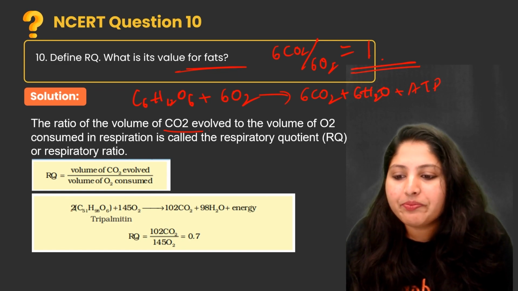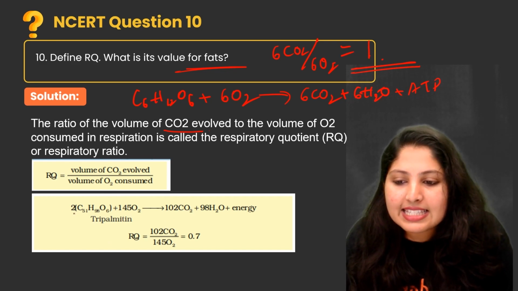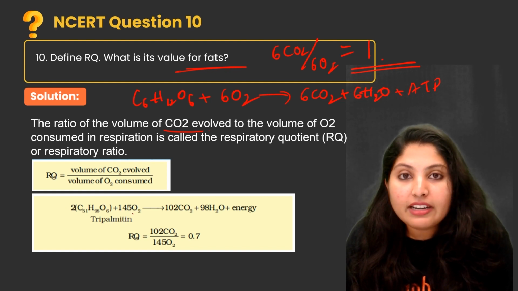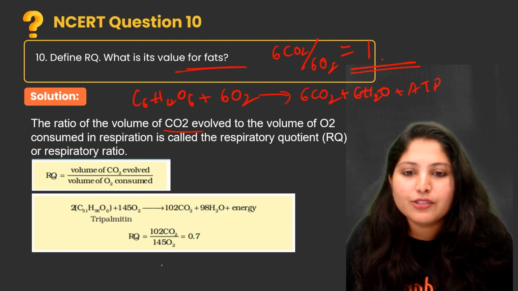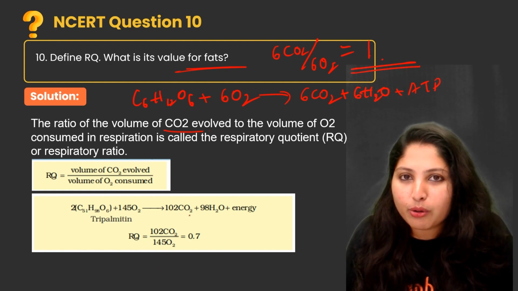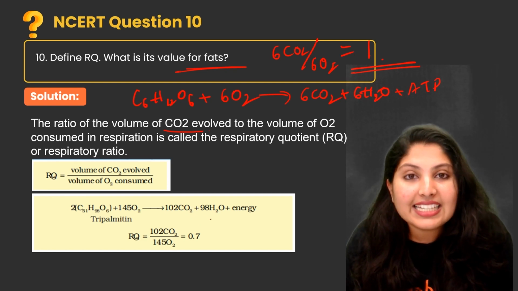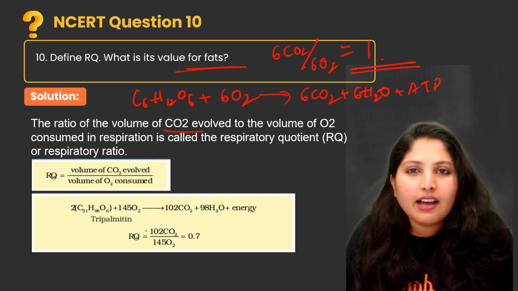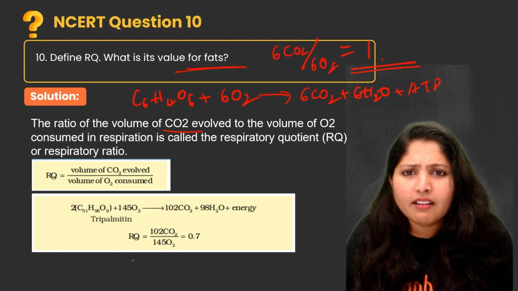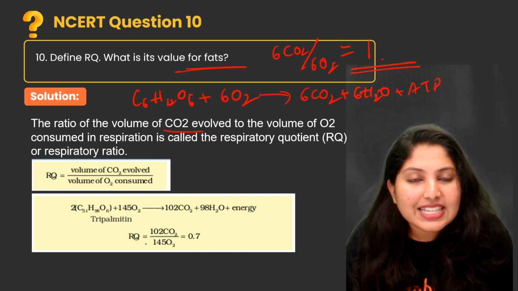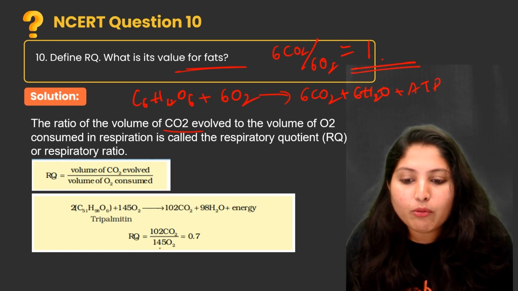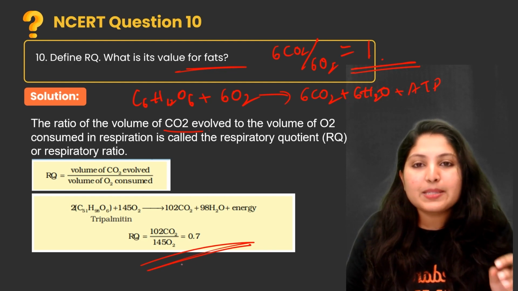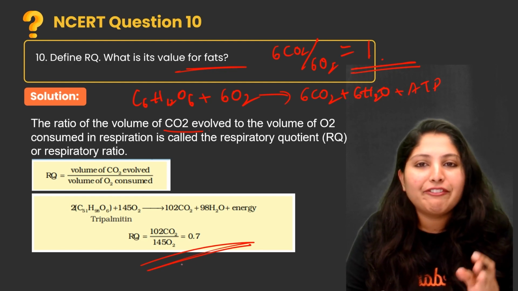So what happens? Two molecules of tripalmitin are combining with 145 oxygen to produce 102 molecules of carbon dioxide and 98 water molecules and energy. So we will take the value. RQ is equal to 102 divided by 145. We will get 0.7. 0.7 is the respiratory quotient of the fat.